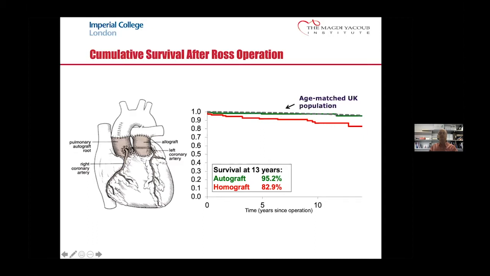So this is a proof of principle that if you can give somebody a valve with living cells, and those cells can recapitulate the function of heart valve cells, then your valve should last you the rest of your life.